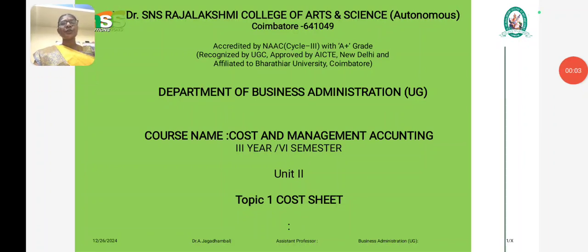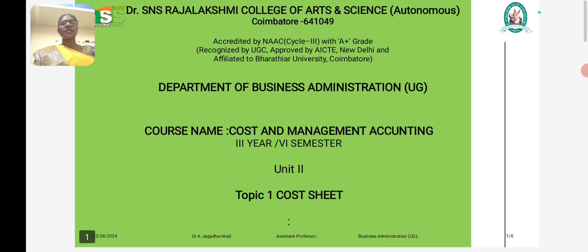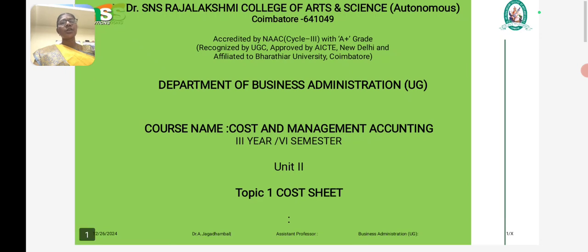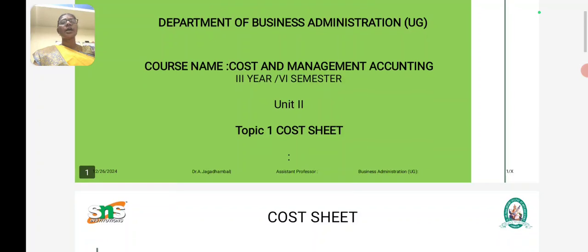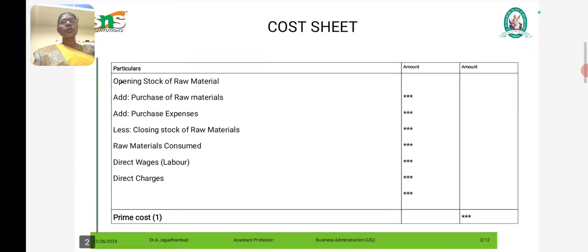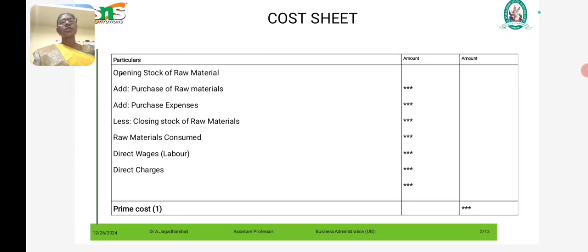Welcome to the session. Today we discussed cost and management accounting. In that topic we discussed the cost sheet. Why are we preparing the cost sheet? Every company definitely prepares the cost sheet because it shows the opening stock of raw materials, purchases, closing stock, and the expenses, all these things included. So we discussed the cost sheet and the points included in it.